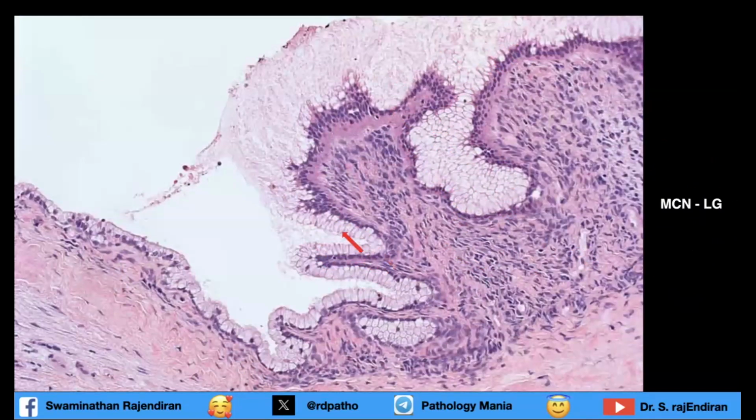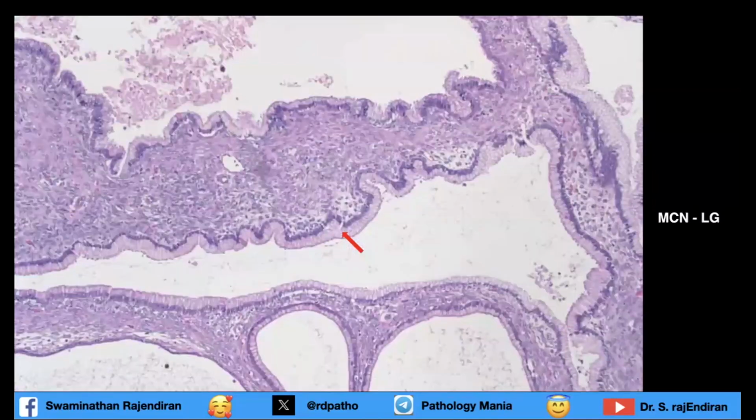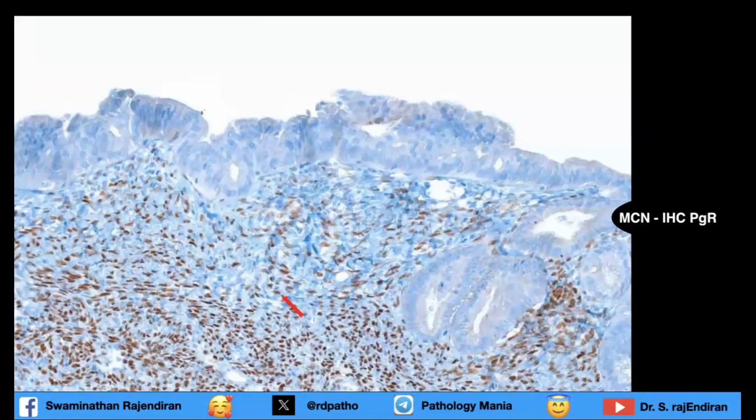All cystic lesions, whatever we have seen, PANIN, IPMN, or MCN, we have to see whether the dysplasia is there or not. And whenever there is dysplasia, we have to see whether it is low grade or high grade. When it is high grade, we have to see is there any adjacent carcinoma. Again, low grade MCN, you can see very nice ovarian type of stroma. And these ovarian type of stroma are nicely positive for progesterone receptors.